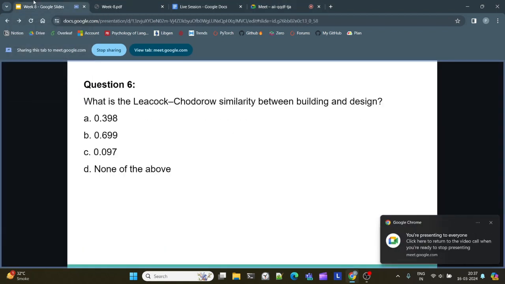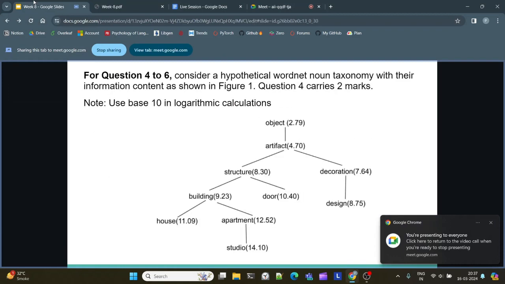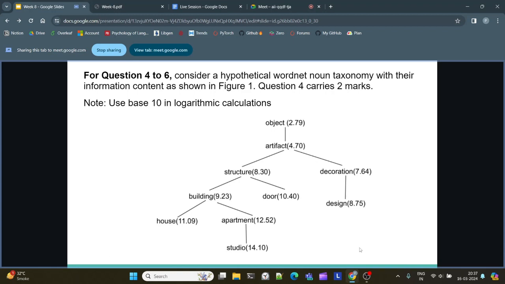Yes, these values will be given in the question. The tree would be given to you. So either the content probability or the information content would be given to you, and from that you have to do the calculation.